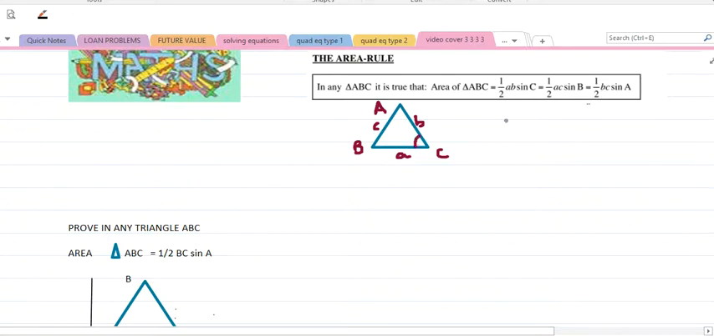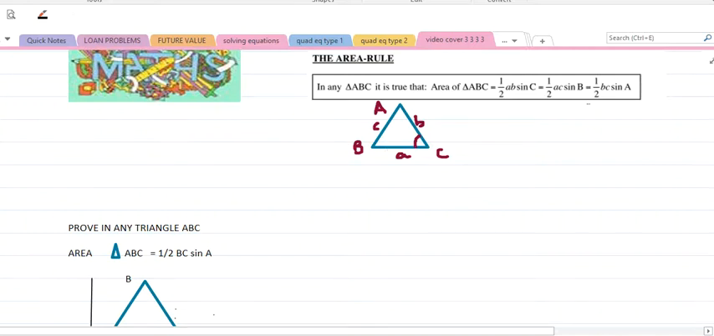Notice that why this falls under our section of non-right angle triangles is that we can find the area without being given the perpendicular height, which we are so used to. Or we could say alternatively the area is given as half ac sine B or half bc sine A.